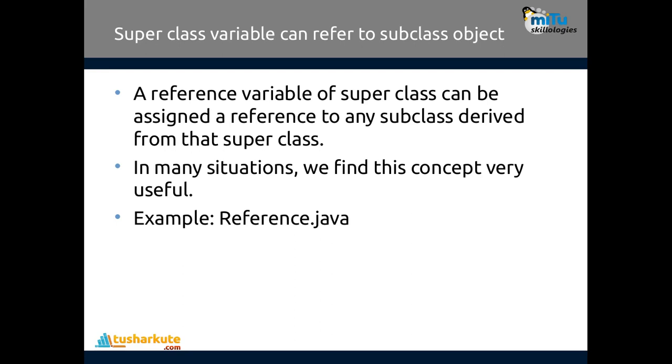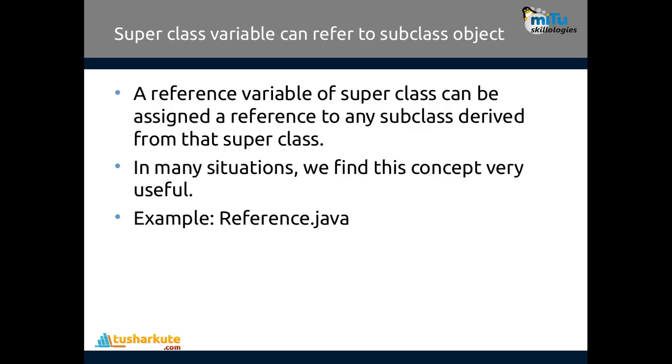A superclass variable can refer to a subclass object. What do you mean by this? A reference variable of a superclass can be assigned a reference to any subclass derived from that particular superclass. In many situations we find this concept very useful and very regularly applied. What does it mean? If I am creating a reference variable of the superclass, I can assign an object of any subclass to the reference variable of the superclass. It will keep the variables within that which are common in super and subclasses.